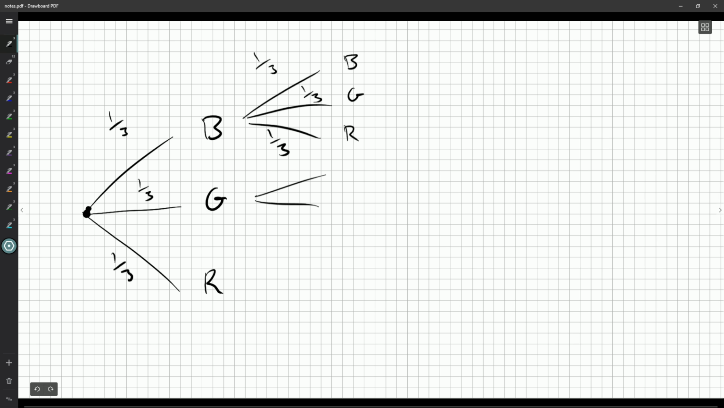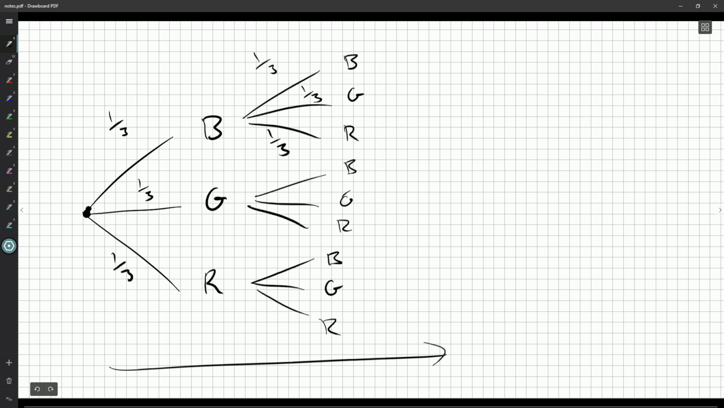And for green, I get the same sort of branches. For my second spin after red, I could get a blue, a green, or a red. So our tree branches out as we go this way, and along the branches, we label the probability of that happening. So the probability of getting a blue after getting a green is 1/3.